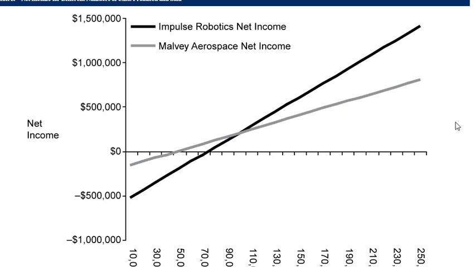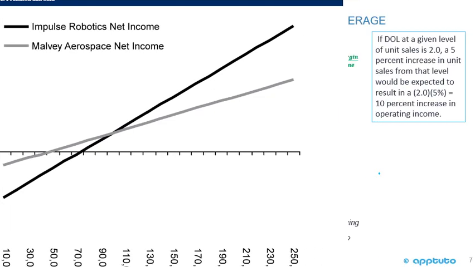The section in the text finishes with this example, looking at this chart where on the x-axis we have the number of units, and on the y-axis the net income. At 100,000 units, we had the same net income for Impulse Robotics and Malvy Aerospace. But as we increase the number of units, because Impulse has a higher fixed cost structure and is more leveraged, its net income increases more. However, as the number of units decreases, the losses are also greater. And that's the whole point with regards to leverage.